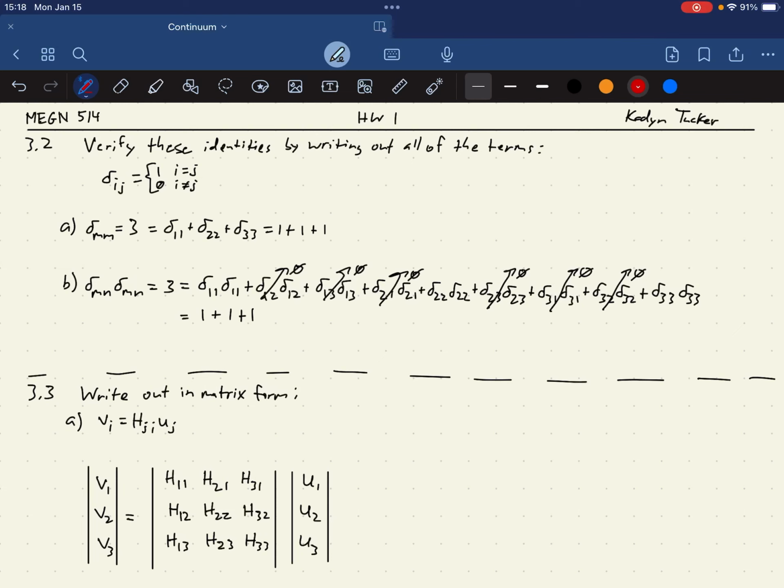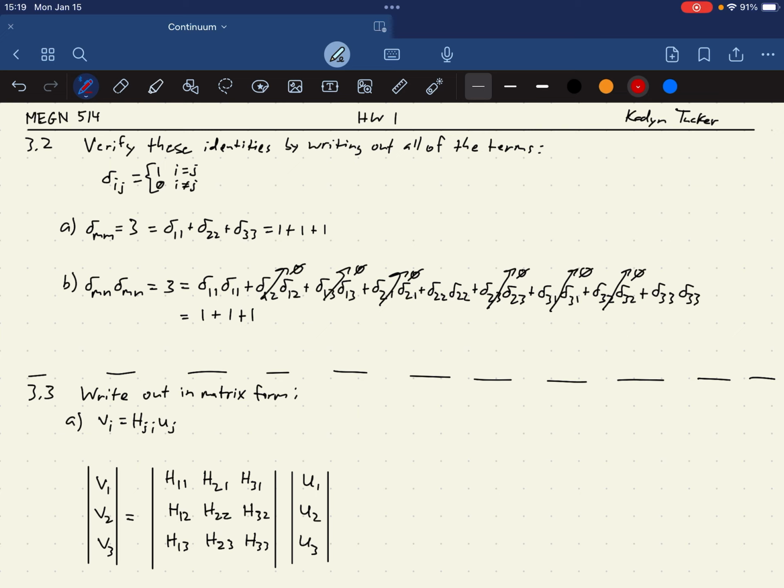So I want to take you quickly through my solutions for 3.2 and 3.3. So 3.2 asks us to verify these two identities by writing out all of the terms. So if we start with the definition for the Kronecker delta, we have that the delta is equal to 1 if our indices i and j are equal, and 0 if our indices are not equal.